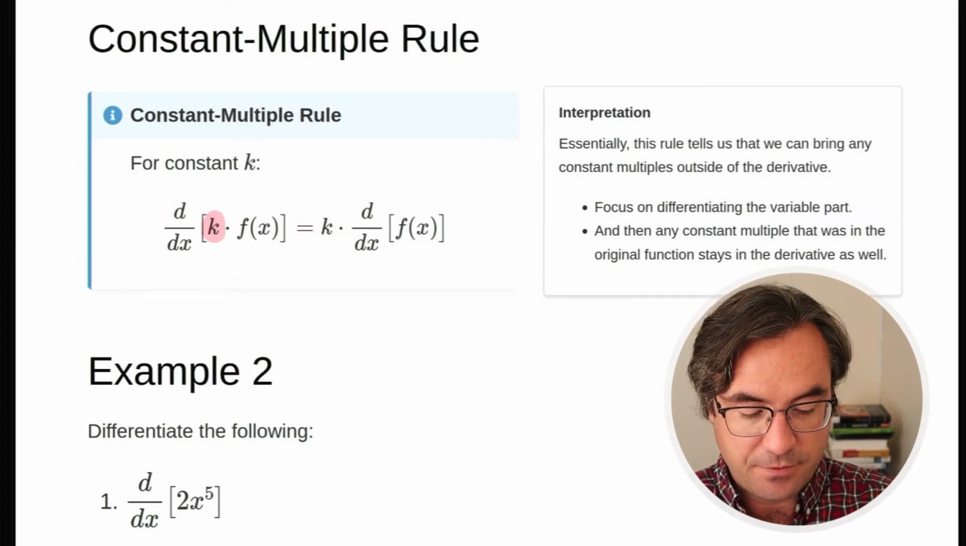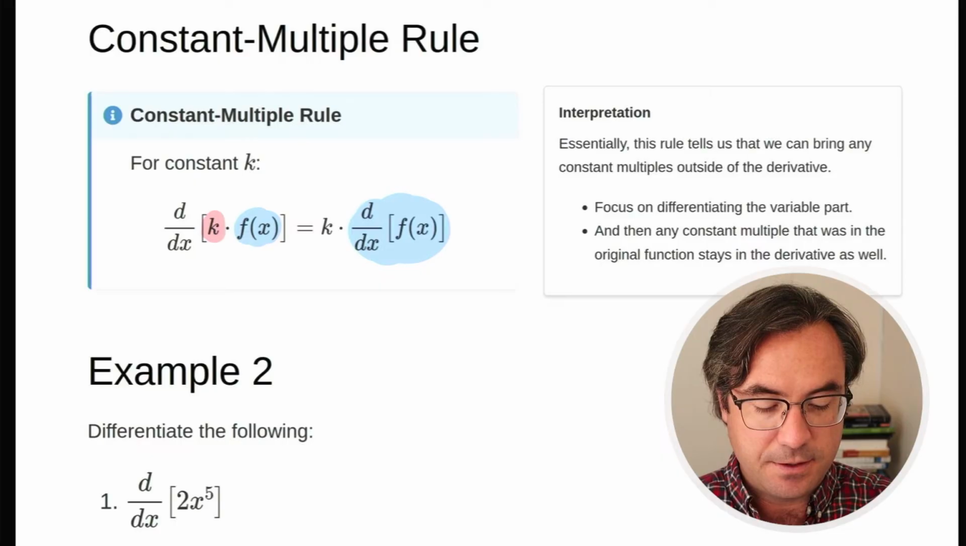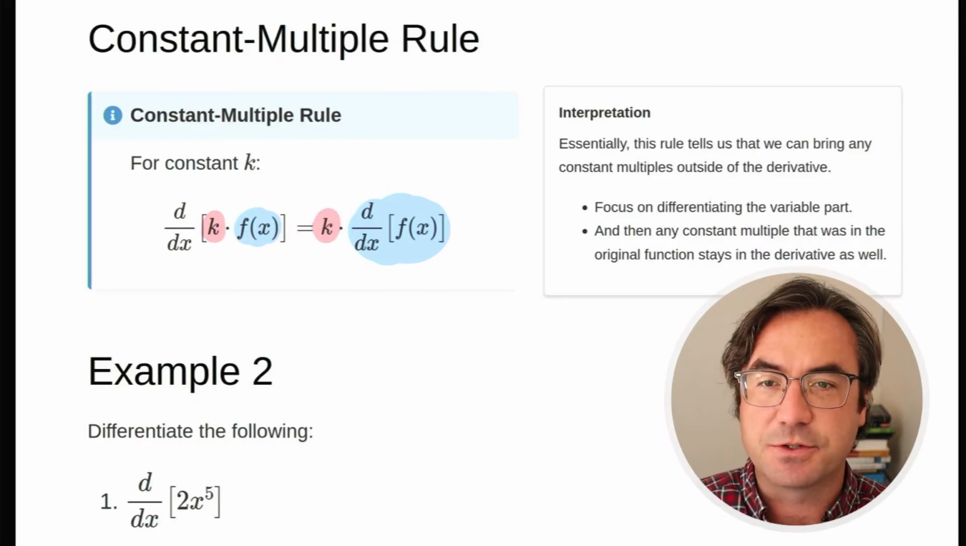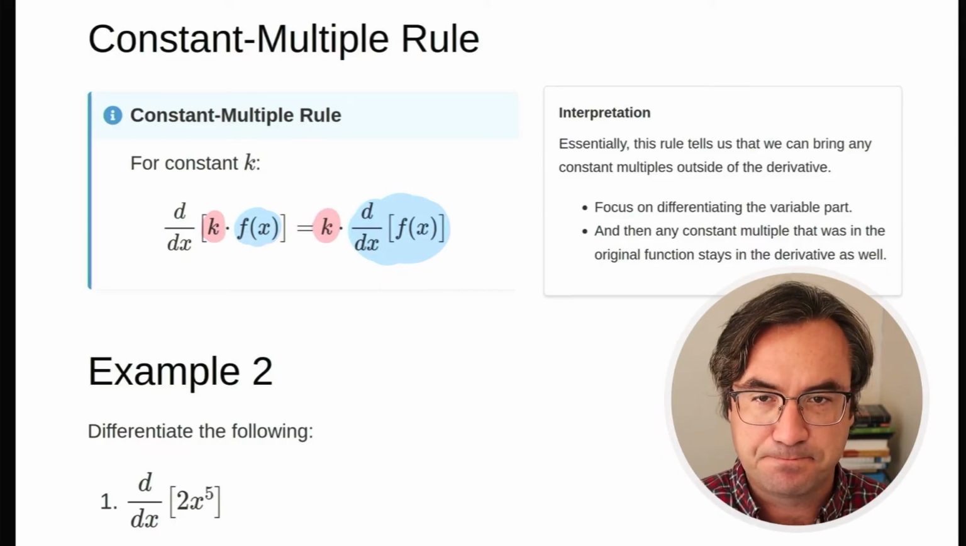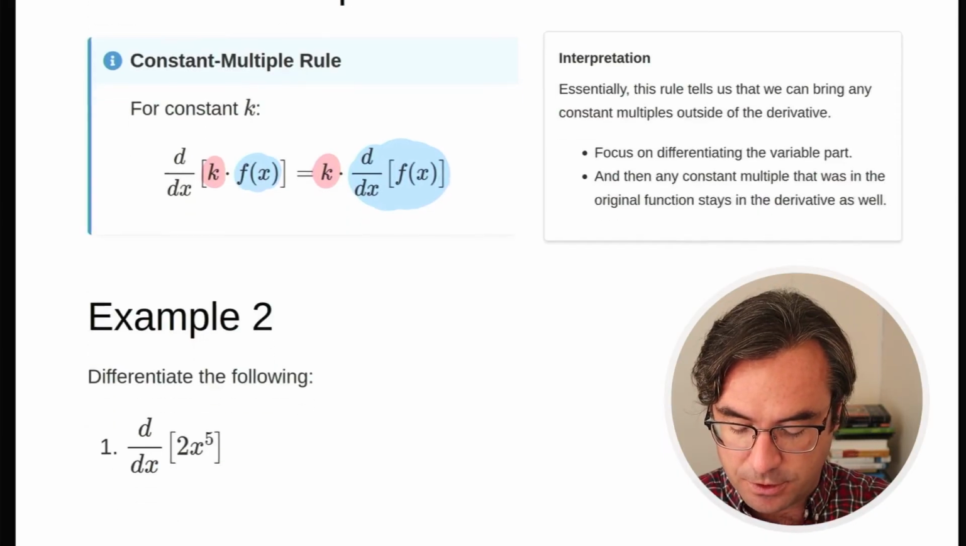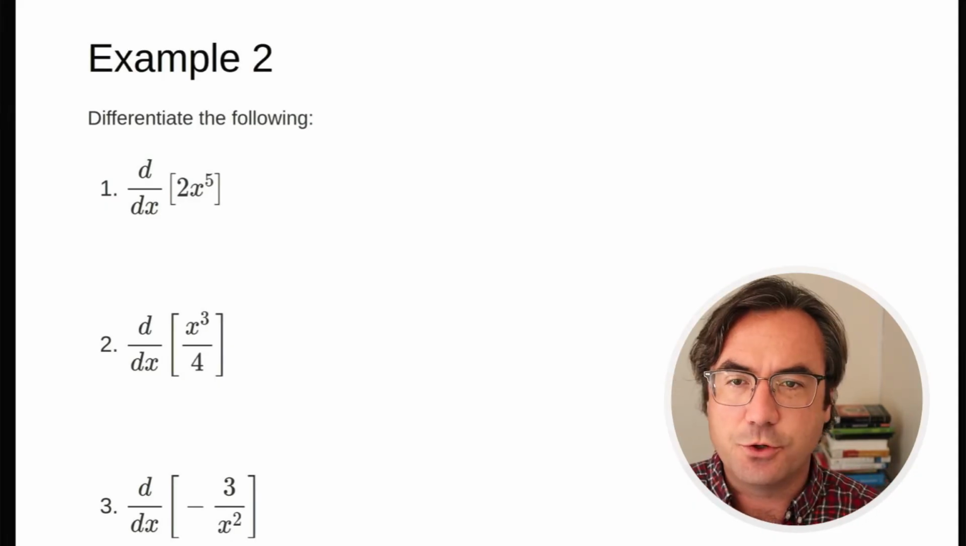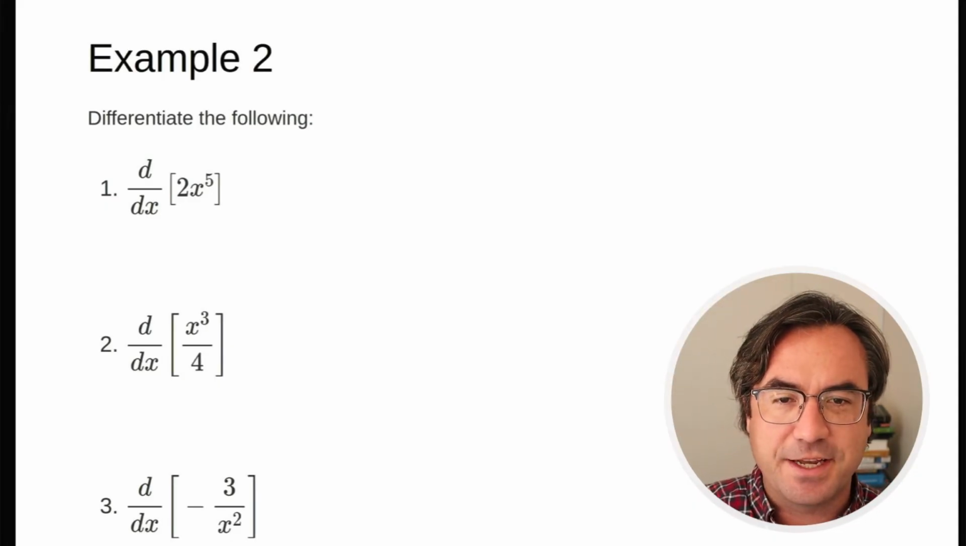So if we're trying to differentiate a constant times a function, we can focus on getting the derivative of the variable part and then just multiply that result by the constant. All right, so let's see this rule in action. We'll look at maybe one or two of these, and we'll save the rest for class.